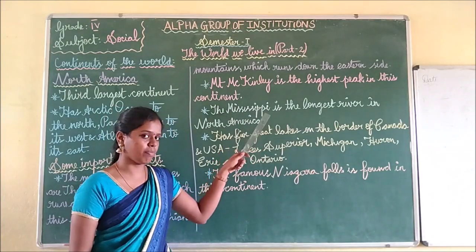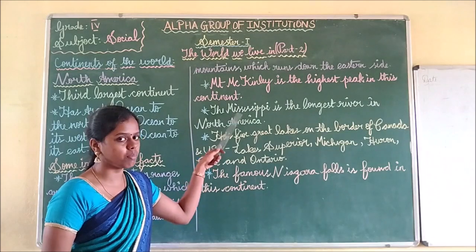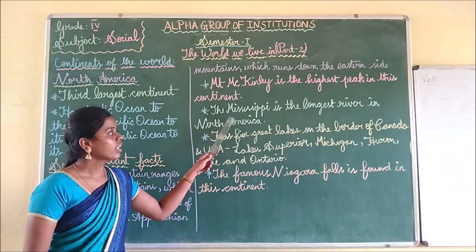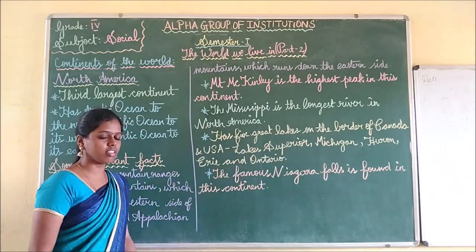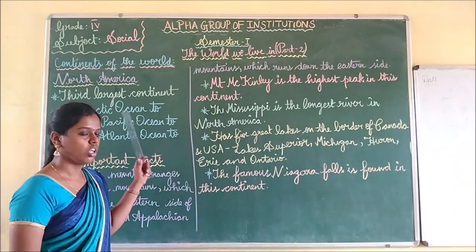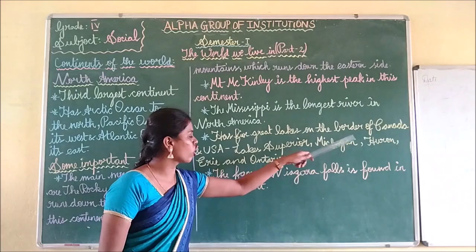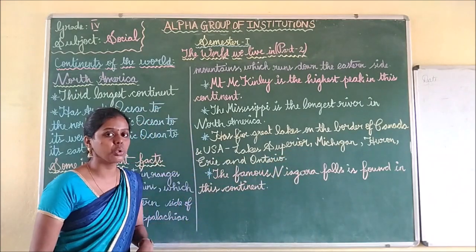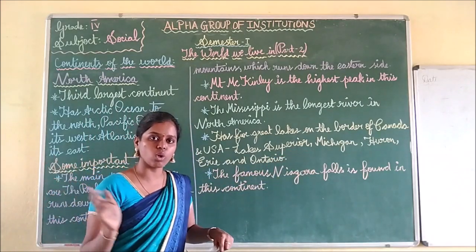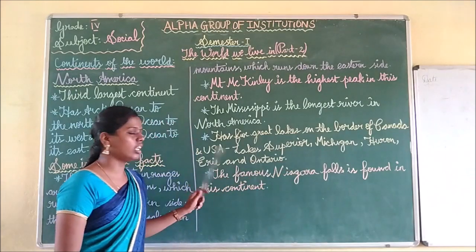It is Mississippi. I think you are all familiar with the word Mississippi. It is the name of the river, the longest river found in North America. It has 5 Great Lakes on the border of Canada and USA.